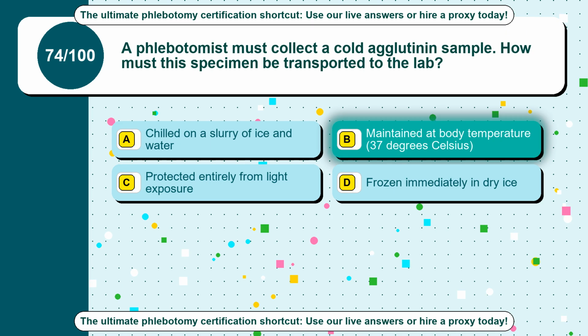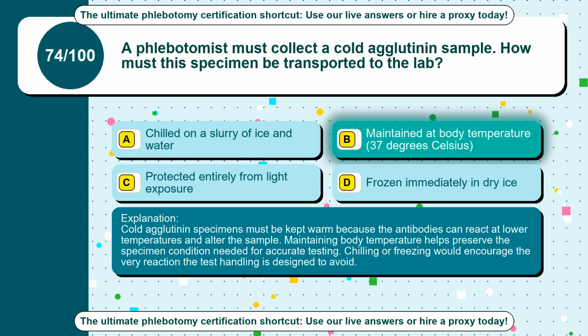The correct answer is option B, maintained at body temperature, 37 degrees Celsius. Cold agglutinin specimens must be kept warm because the antibodies can react at lower temperatures and alter the sample. Maintaining body temperature helps preserve the specimen condition needed for accurate testing. Chilling or freezing would encourage the very reaction the test handling is designed to avoid.